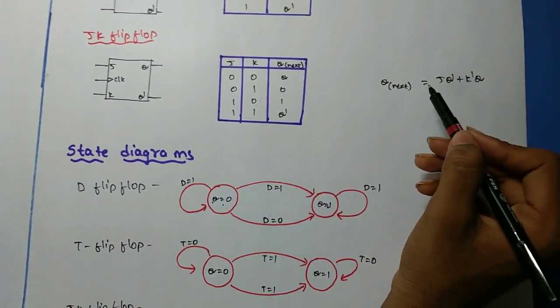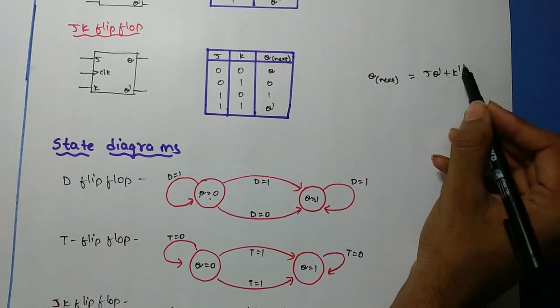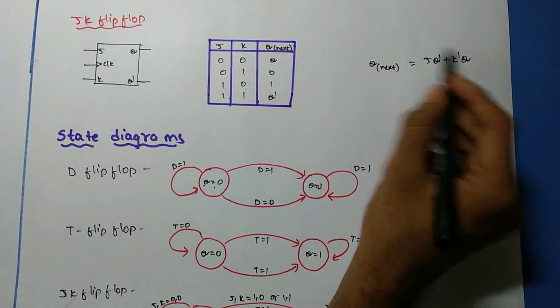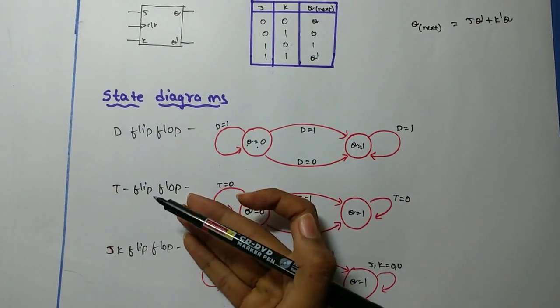From this we get the characteristic equation. Q of next is equal to J Q plus K dash Q. This we get by drawing the K maps. So now for this I am going to tell you the state diagrams.